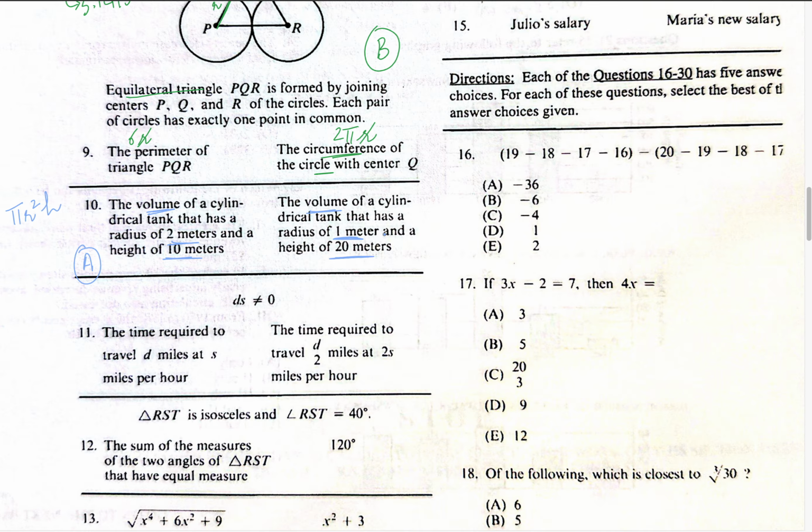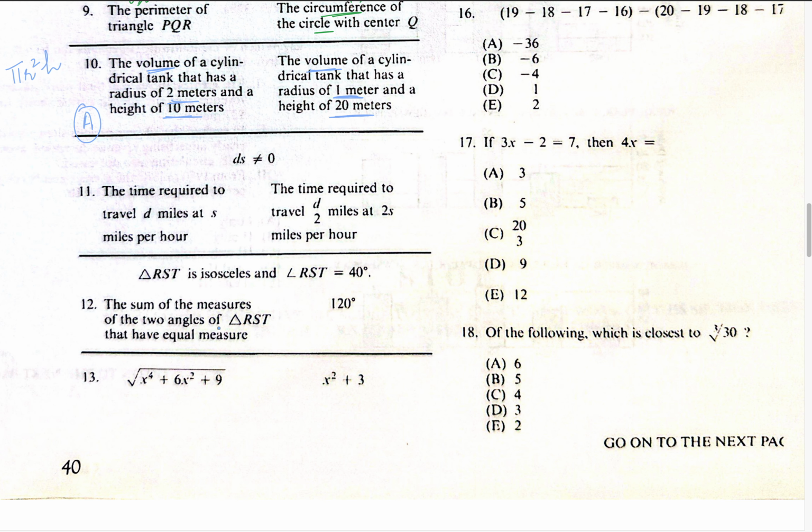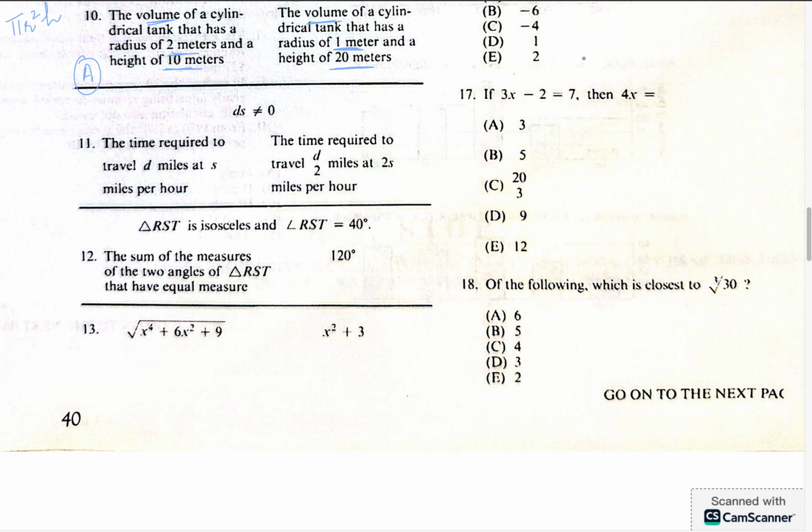Okay. The other question, which is the 11th one, says that the time required to travel d miles at s miles per hour, we have to compare that time to the time required to travel d over 2 miles at 2s miles per hour, right? We'll use the formula of distance is equal to velocity times time. S is equal to vt. Arrange it for time, that would be s over v.